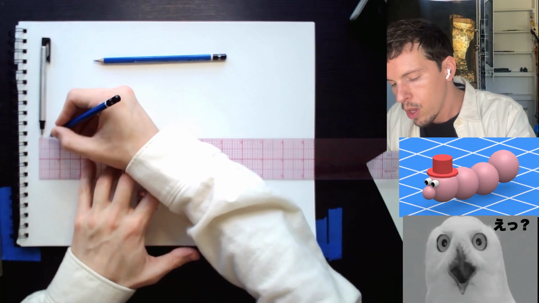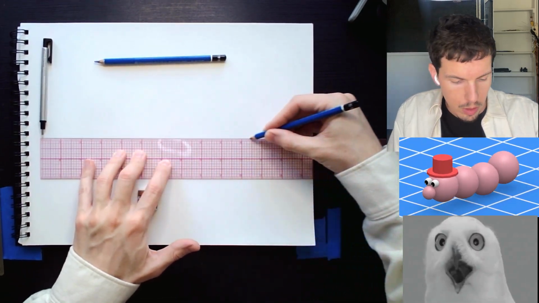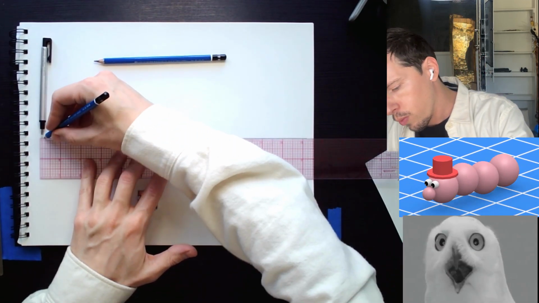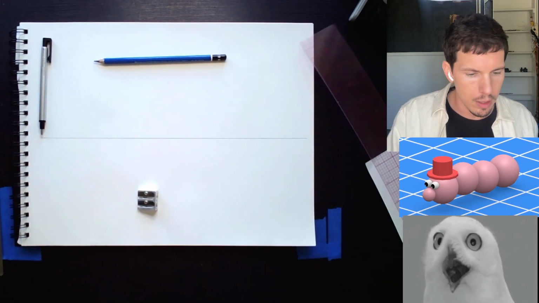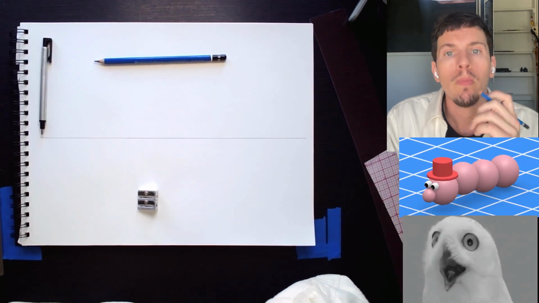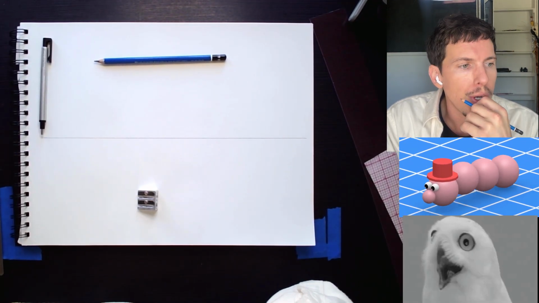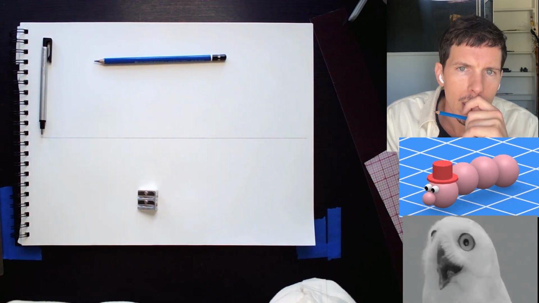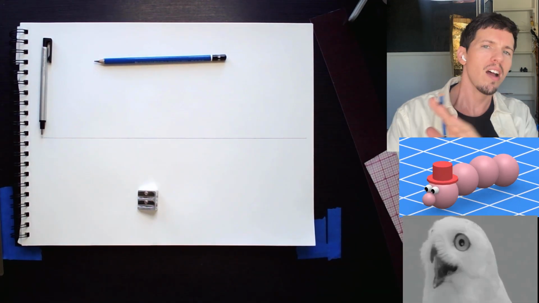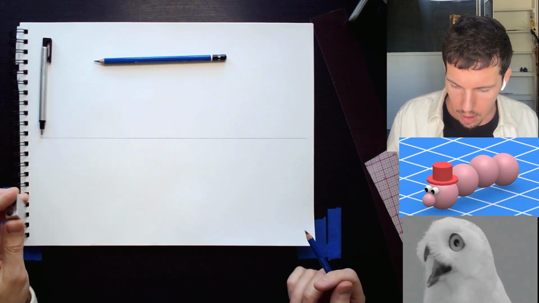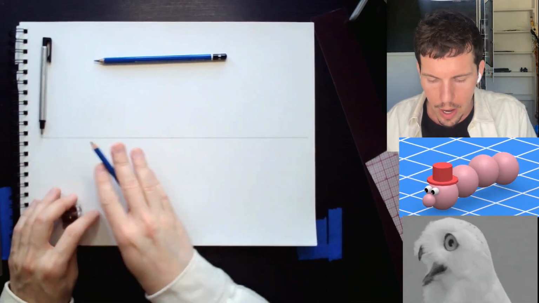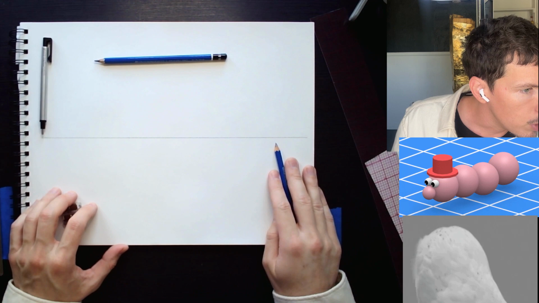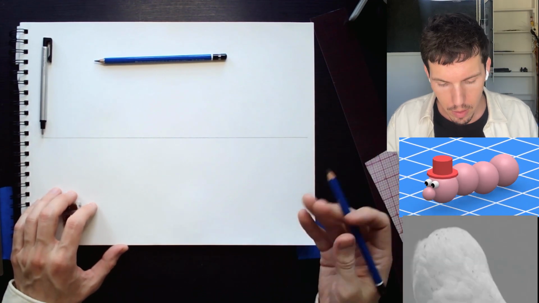Perspective, let's start it out. We have the horizon line. Perspective in drawing is all about, okay, so we have the horizon line. This line is going to simulate the horizon.